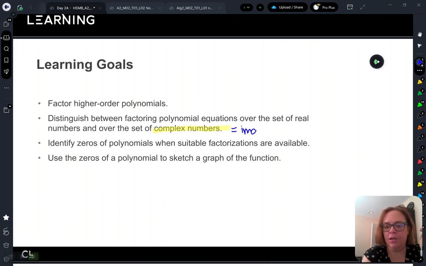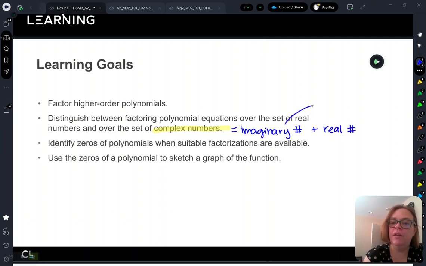Complex means imaginary number sets plus real number set. So we're including imaginary numbers. So things like i, which is the square root of -1.